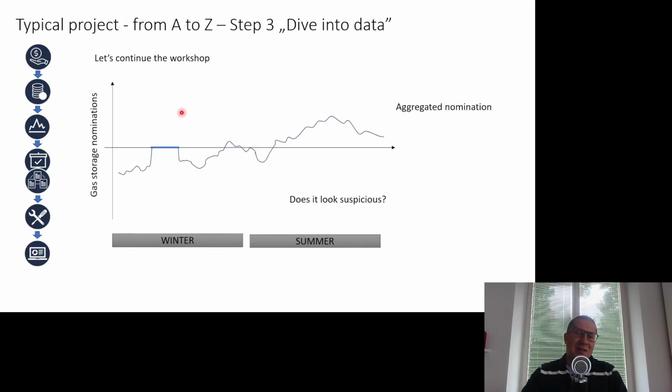Or we can see that there were some nominations and it was zero for, let's say, the whole February, and then it was changing normally. So we have to talk with the customer. Really, in February the customer was not nominating? It could be that it was, let's say, a service action taken in the underground gas storage, and the whole underground gas storage was stopped for the whole February. We have to discuss it. This is a more obvious situation.